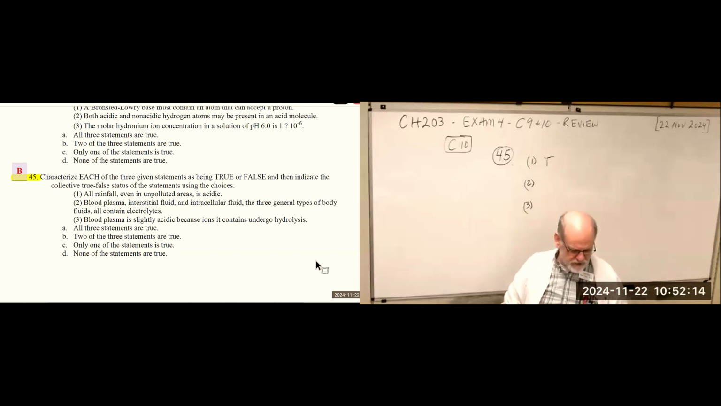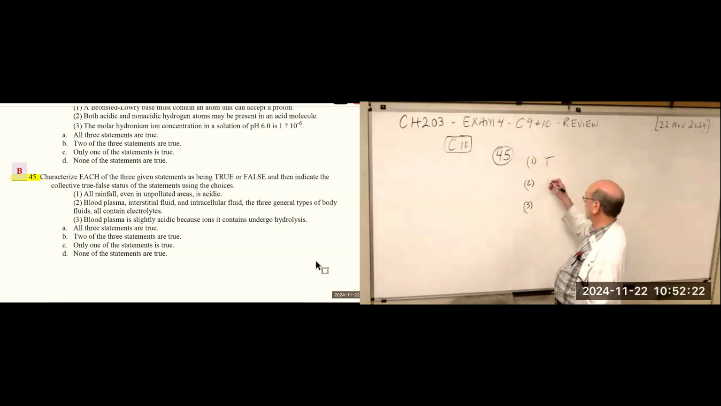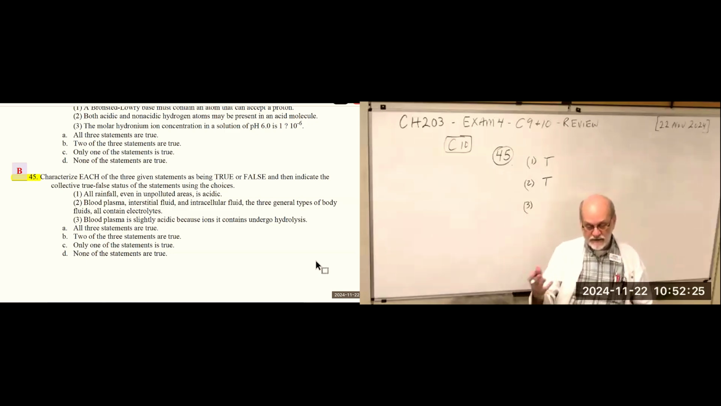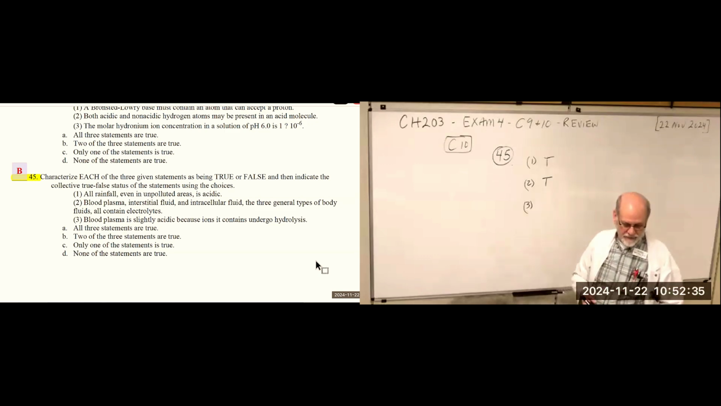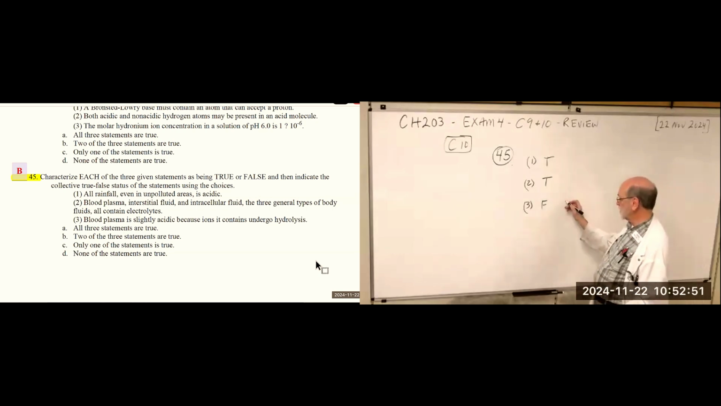Blood plasma, interstitial fluid, and intracellular fluid, three general types of body fluids, all contain electrolytes. That is true. Yeah, they all contain electrolytes, which is positive and negative ions. That's all that means. And three, blood plasma is slightly acidic because ions it contains undergo hydrolysis. No. Blood plasma is slightly basic, and it's buffered at a basic pH. It's a very narrow range. Remember from anatomy and physiology?